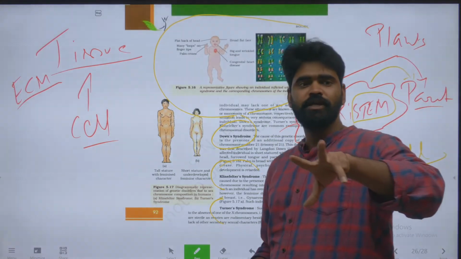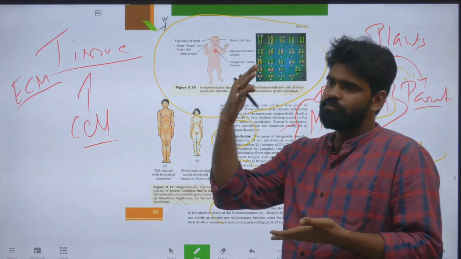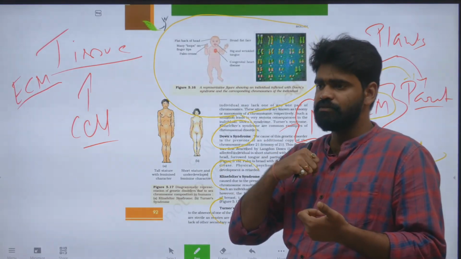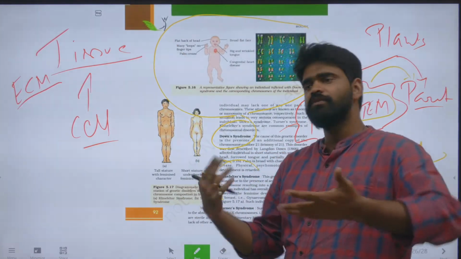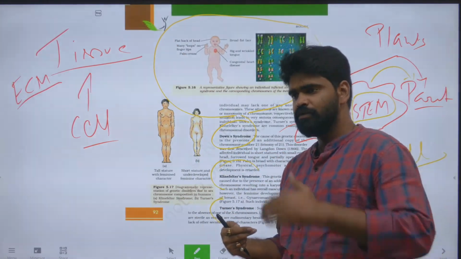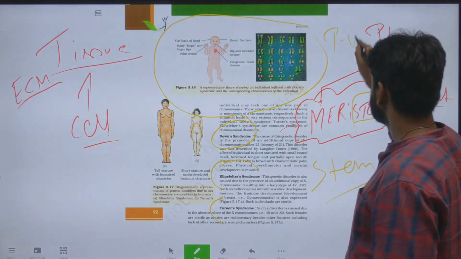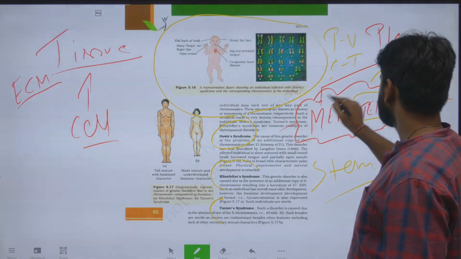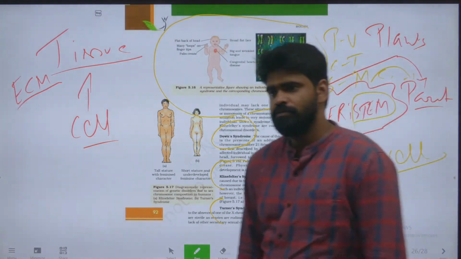In permanent cells there are two types. One consists of the same type of cells: parenchyma, collenchyma, sclerenchyma. Or complex tissue, which consists of many different types of cells: xylem and phloem. Parenchyma is what? Village. Collenchyma is town. Sclerenchyma is metro city. What does that mean?